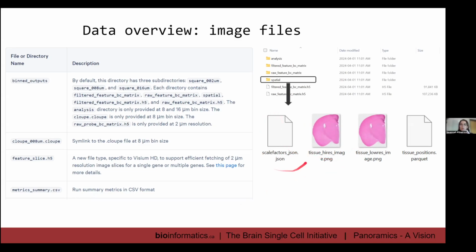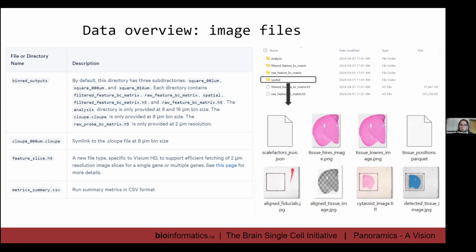There's also your scale factors in the JSON format. These are important factors that better align both your spots and your pixels. Sometimes they don't perfectly align, and so it just ensures that your microscopy image aligns with what's being sequenced, and can be later applied for some downstream analyses that Shamini will be going over.